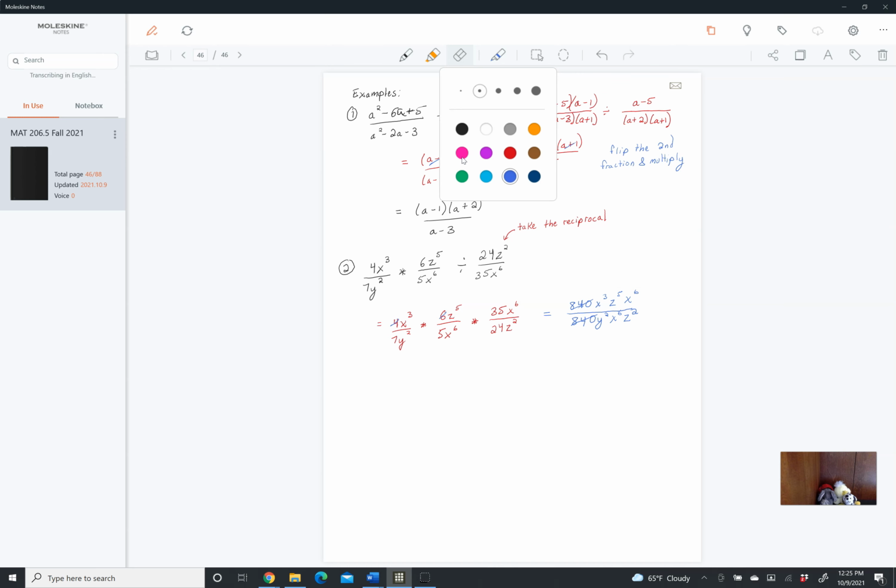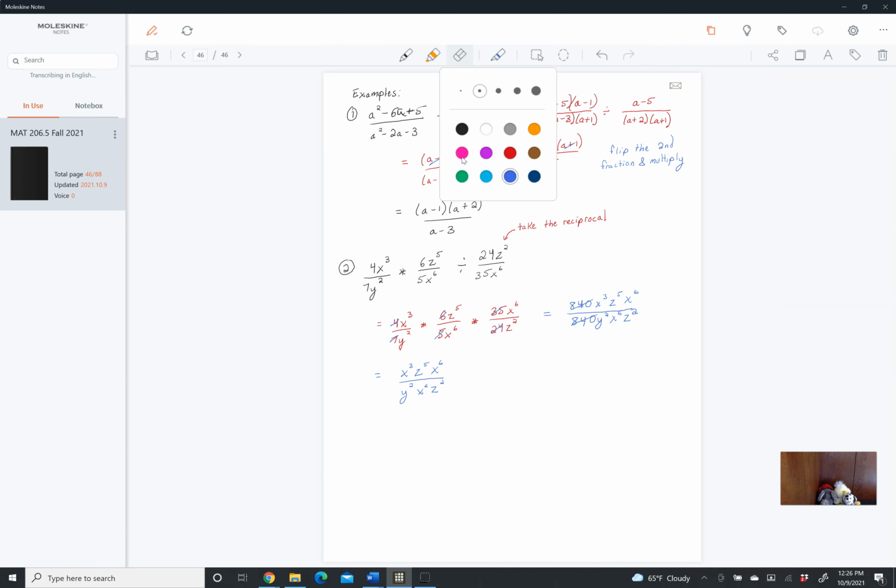So for example, 4 times 6 is 24. So 4 and 6 will cancel with the 24. 7 times 5 is 35. So 7 and 5 will cancel with the 35. And you don't have to do any of the multiplication, okay? So you can go straight to this step, which would give you x cubed z to the 5th times x to the 6th over y squared x to the 6th z squared.